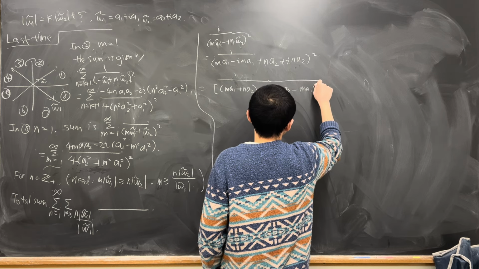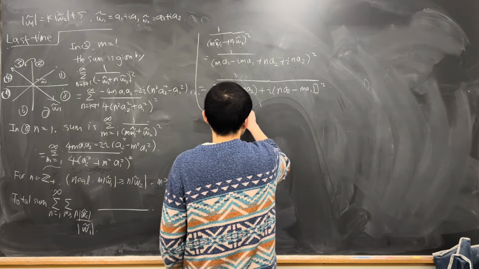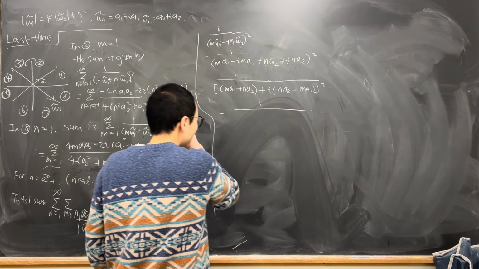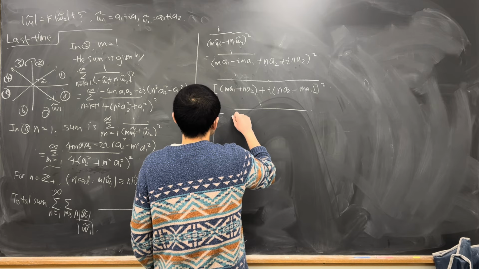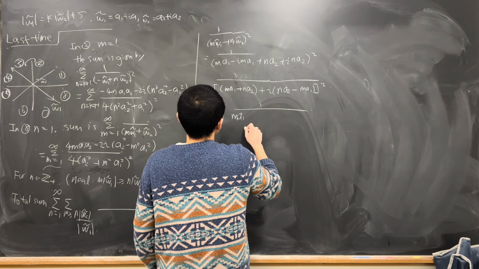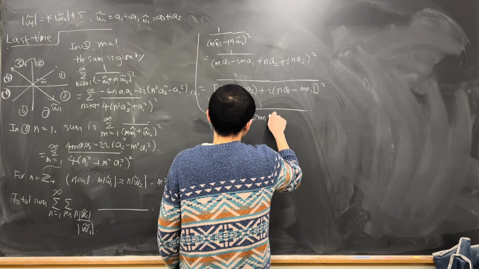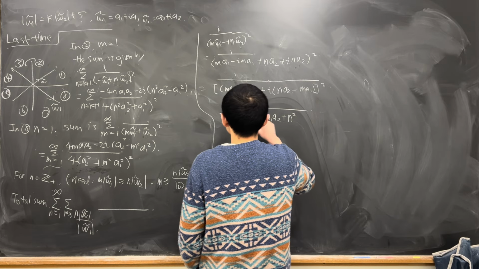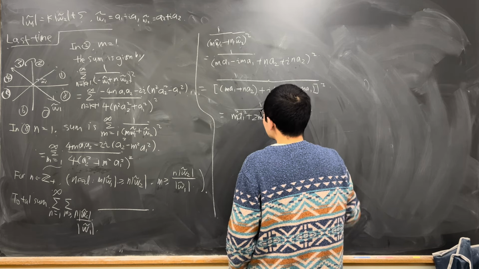Okay. And then, so this is equal to what? This is equal to, so first, I square the first one, I get mA1 squared plus 2mnA1A2 plus n squared. Oh, sorry, it should be m squared. Okay, so n squared A2 squared.